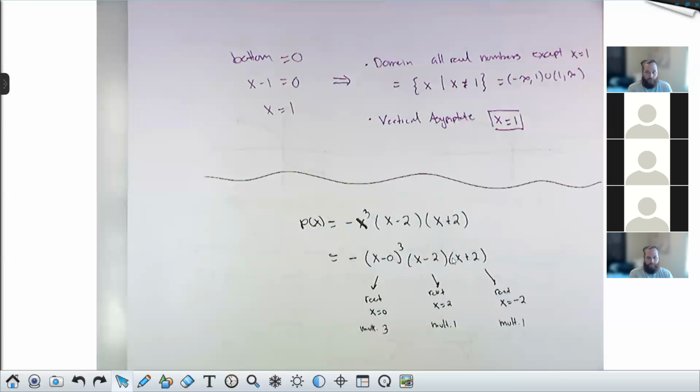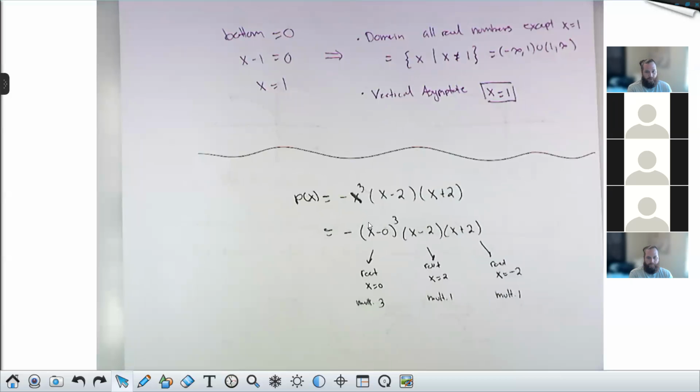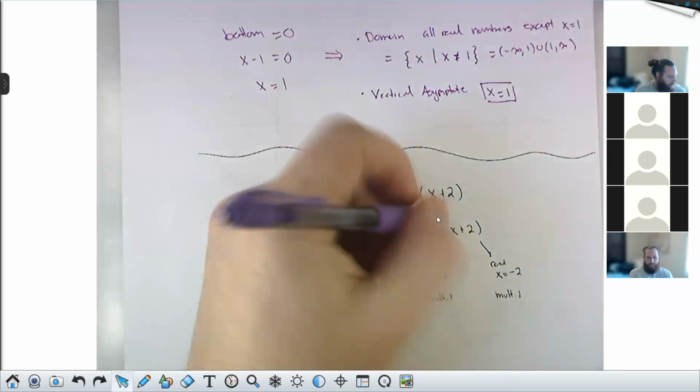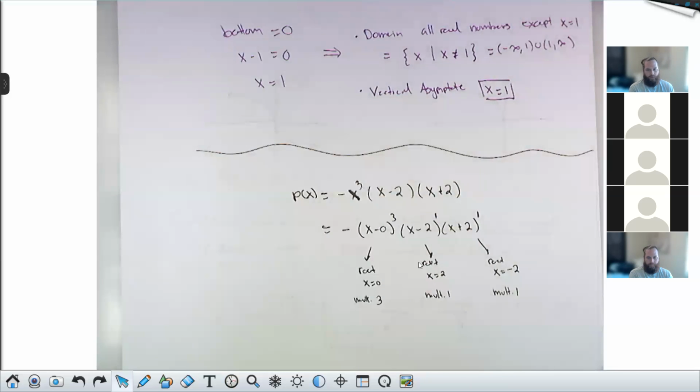And then the trick to the bounce or cross thing is the multiplicity. We need to know whether the multiplicity is even or odd. Remember, the multiplicity is the power of the factor. So if we look at the factor that gave me the root x equals 0, that's this factor, and the power of that factor is 3, right? That's the x cubed here. So the power is 3. That means the multiplicity is 3. And then each of these other guys, if there's no power written there, remember that's the same as having a power of 1. So the multiplicity of each of these guys is 1.